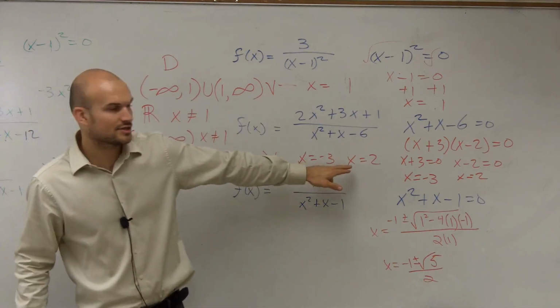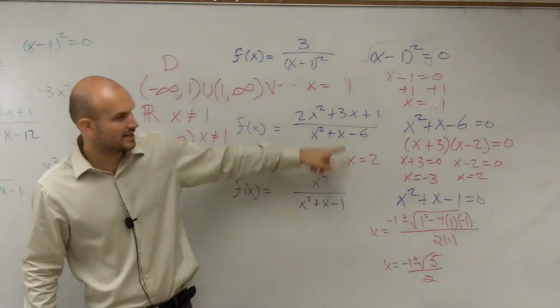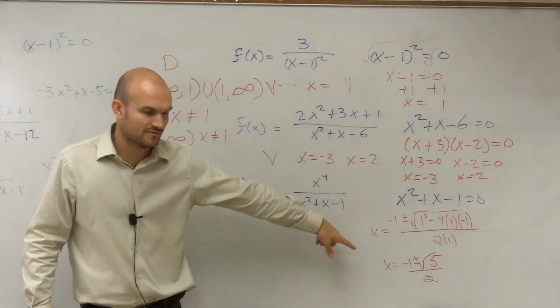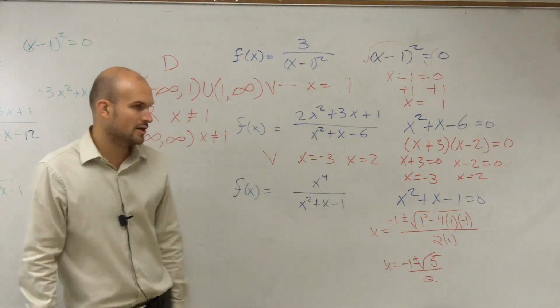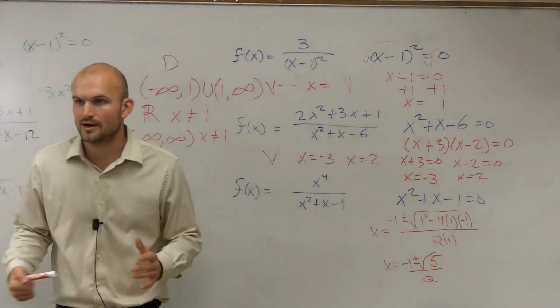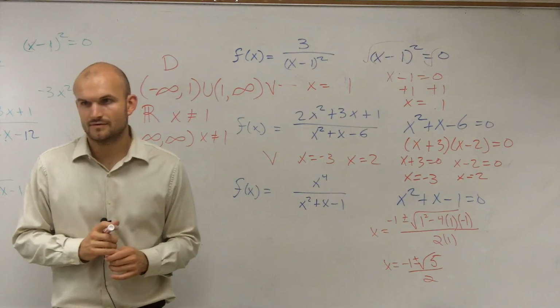Here, you're actually going to have 2 of them, right? You'd have to do it twice. You say from negative infinity and then x does not equal negative 3 and cannot equal 2. And from here, it's negative infinity to infinity, but x cannot equal negative 1 plus square root of 5 divided by 2, and negative 1 minus square root of 5 divided by 2. All right? We understand at least what the domain and vertical asymptotes are? Kind of? OK.